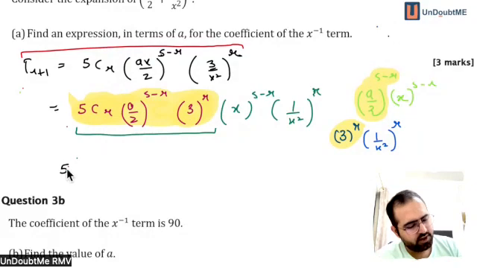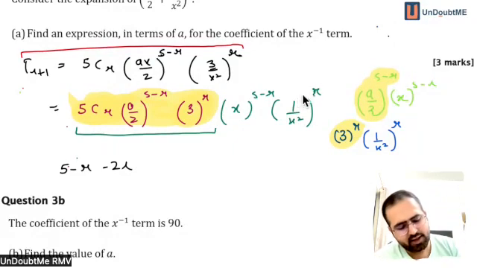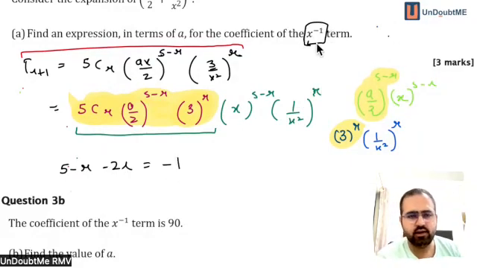So the power of x will be 5 minus r minus 2r. You can see that x square will go up, that will become minus x square, like x to the power minus 2, minus 2r. So it will be 5 minus r minus 2r, and that will be equal to minus 1 because in the end we need x to the power minus 1. Rest is just calculation from here.